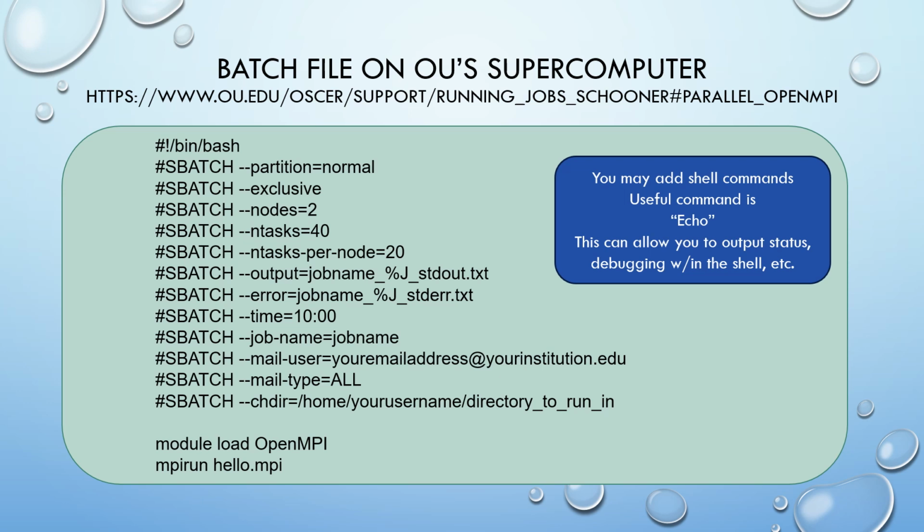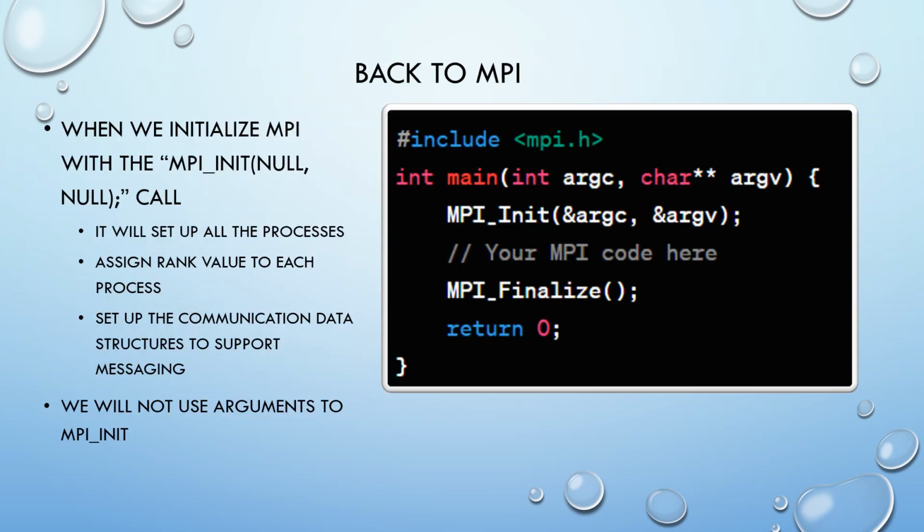So those 3 files, the previous 3 slides, give you that idea of exactly what you need to do to try to get your MPI program up and running on the OU supercomputer. All right, so we're back to MPI.